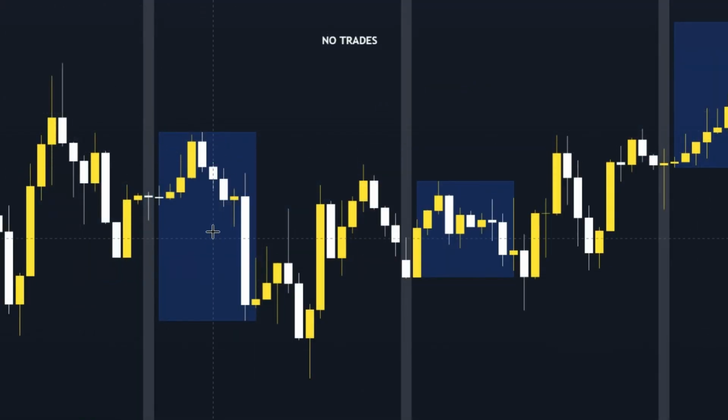Here is a good example of a non-valid trade situation. Today's blue Asia box fits completely inside yesterday's Asia box, meaning the market is consolidating.